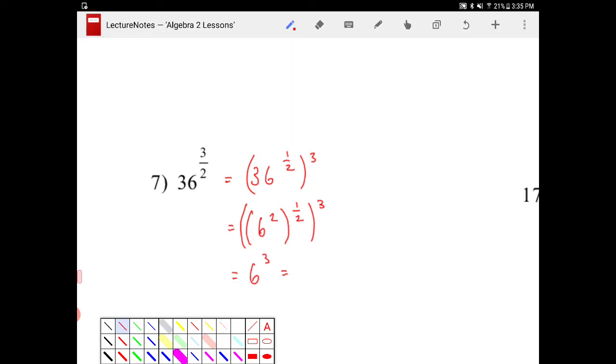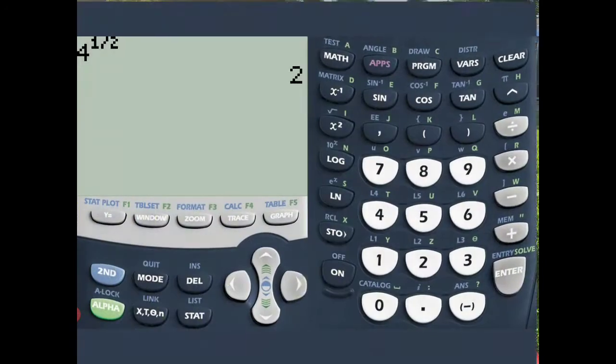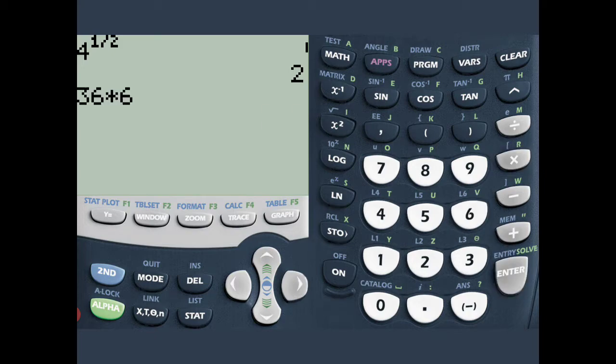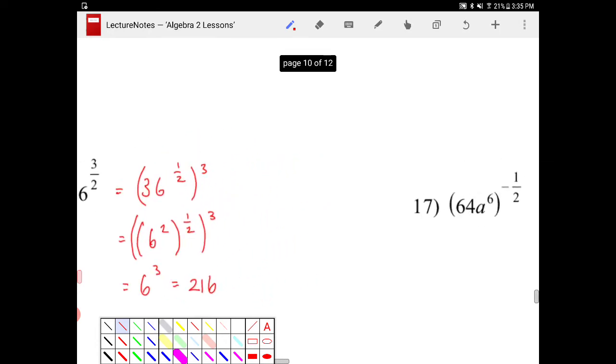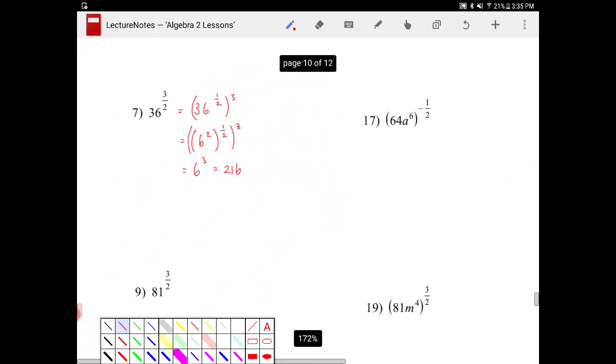Let me take out the calculator here. 36 times 6, that would be 216. Okay. So this is 216. The noise that you're hearing in the background, that's my dog. So, all right. So then the next one here, number 9.